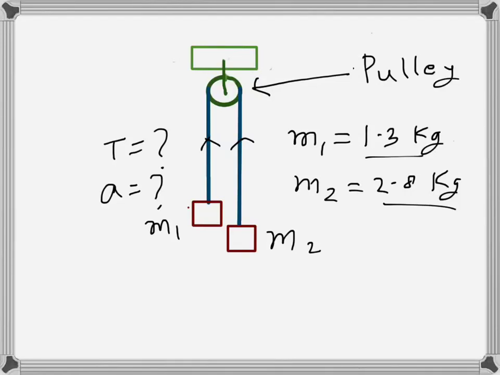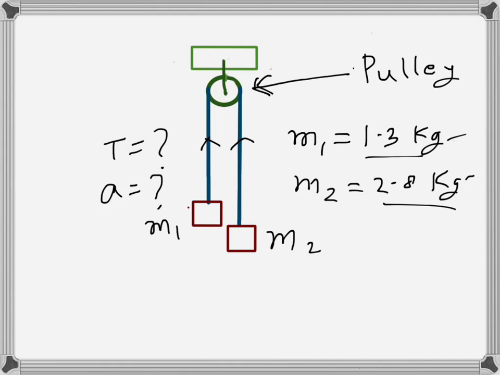Two blocks of mass M1 and M2. M1 is 1.3 kg and M2 is 2.8 kg. They're passed over a frictionless pulley via a cord. So we need to find what is the tension in the cord and what is the acceleration of the mass.